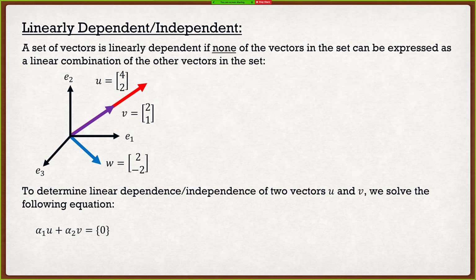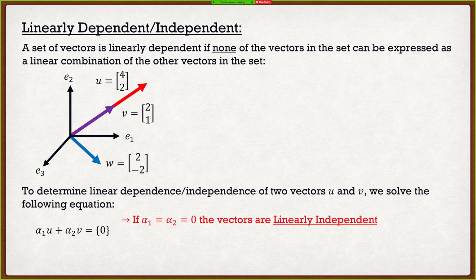So in essence, to determine the linear dependence or independence of two vectors u and v, we're going to solve the following equation, where alpha 1 times the vector u plus alpha 2 times the vector v is equal to the 0 vector. So alpha 1 and alpha 2 are going to be our unknowns because u and v we know, the 0 vector we know, so we're going to solve for alpha 1 and alpha 2. And there are two different possible solutions. The first one is alpha 1 is equal to alpha 2, which is equal to 0. So all of those coefficients are equal to 0. Therefore, our vectors are going to be linearly independent.